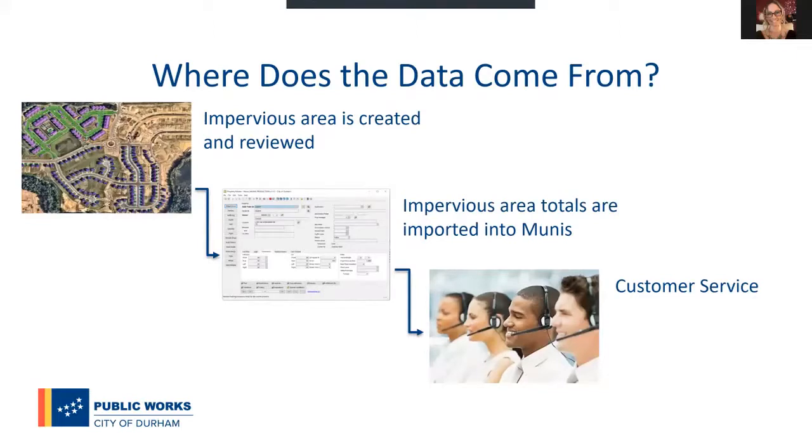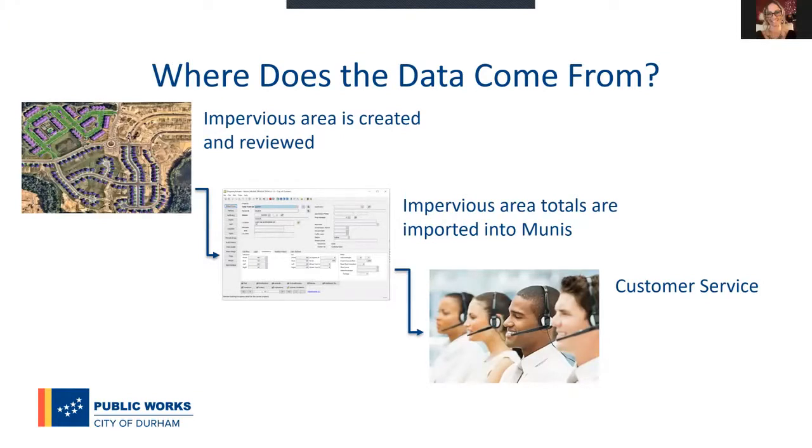The stormwater utility fee is based on the total amount of impervious area or hard surfaces on an individual property, such as the roof line of the house, as well as the driveway, walkway, and any utility buildings or sheds. Impervious area totals are manually created by specialists based on the most up-to-date imagery available.